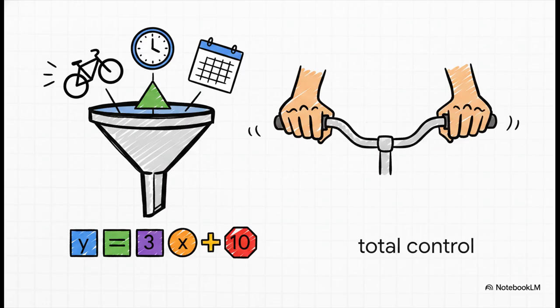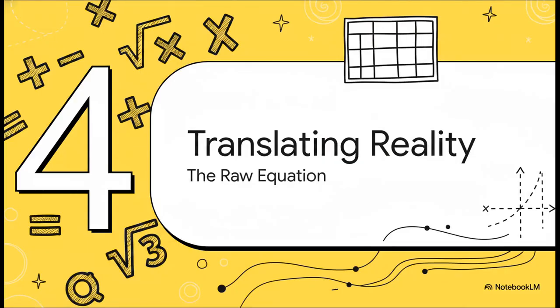You can now use this tiny little string of numbers and letters to figure out the cost of renting a bike for an hour, a day, or even a whole week. You are completely in control of the math. Next up, Section 4, Translating Reality, the raw equation.